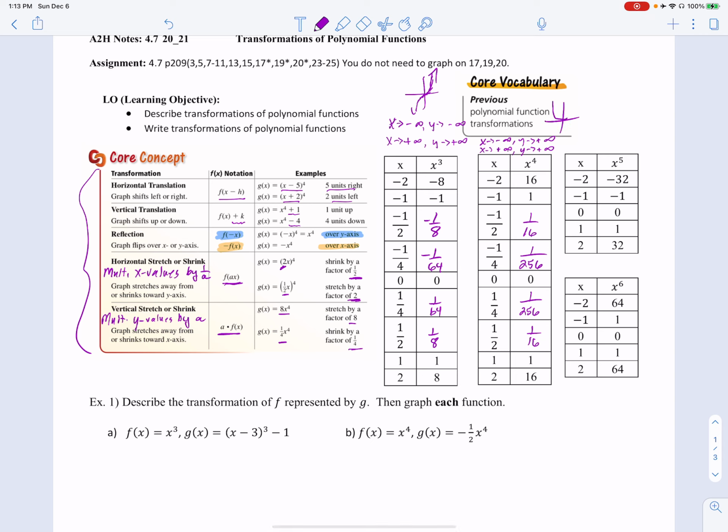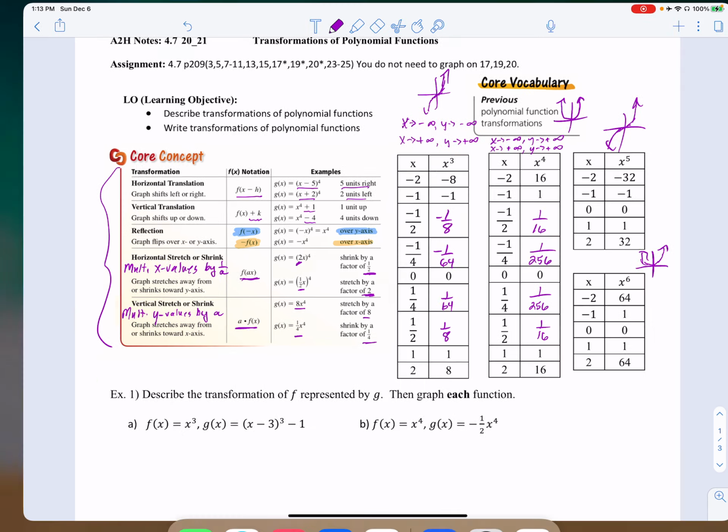looks something like this. And then I just want to compare with x to the fifth and x to the sixth, because x to the fifth will also look something like x cubed, and x to the sixth will also look something like x to the fourth. But what are their differences? So I'm going to just take a moment and look at Desmos.